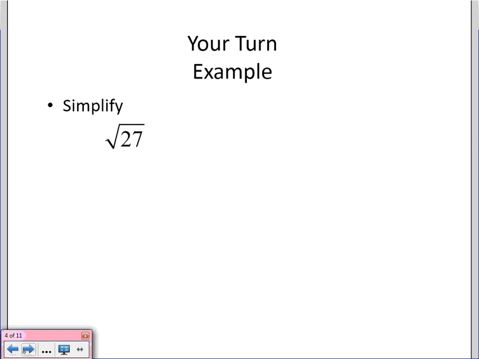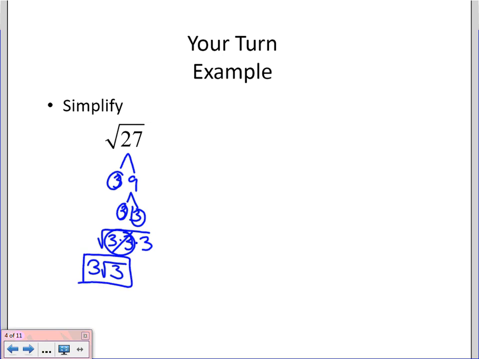Okay, now here's your turn. I'd like you to give this one a shot and replay me when you're ready for the answer. Listed, we have 3 times 3 times 3. One pair, cross it out, bring it out. And our answer is 3 square root 3.